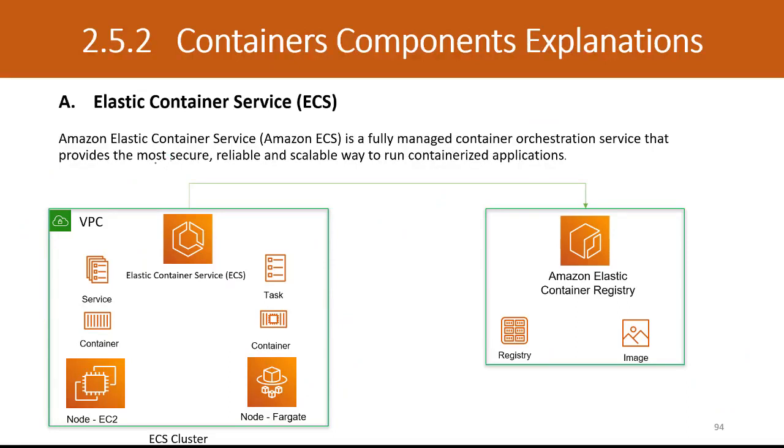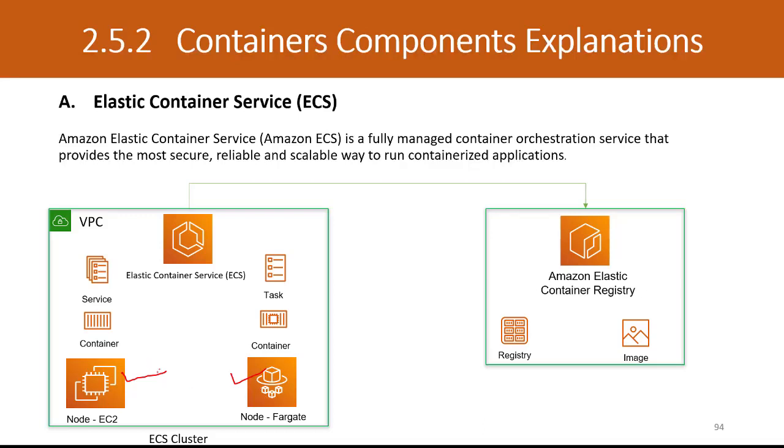Amazon Elastic Container Service, that's called ECS, is a fully managed container orchestration service that provides the most secure, reliable and scalable way to run containerized applications. Basically you have to create a cluster. In the cluster you can define the number of nodes. When you're talking about nodes, you can use EC2 instances or you can use Fargate. You have to choose at least one. Either you can choose EC2 instance or you can choose Fargate.